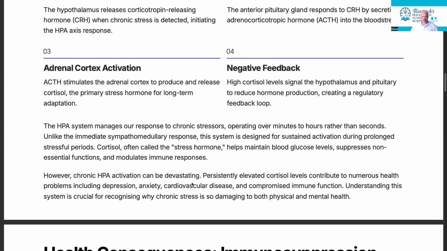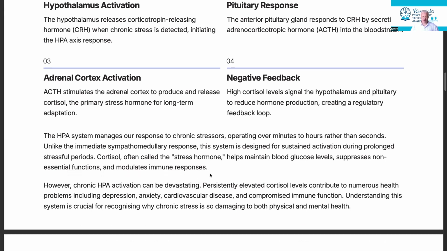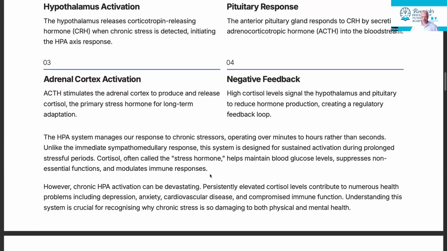So chronic stress can be a lot more devastating for your health, and if you're persistently stressed over a long time, it can include issues with depression, anxiety, cardiovascular disease, and a weakened immune system. So understanding this is beneficial for your own health as well.